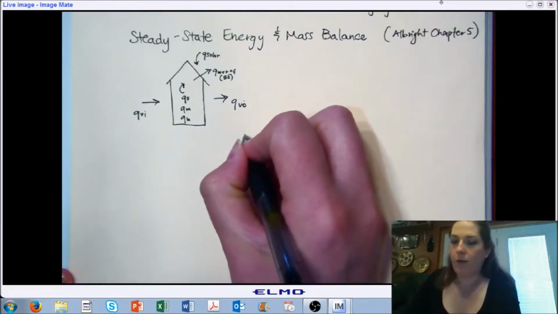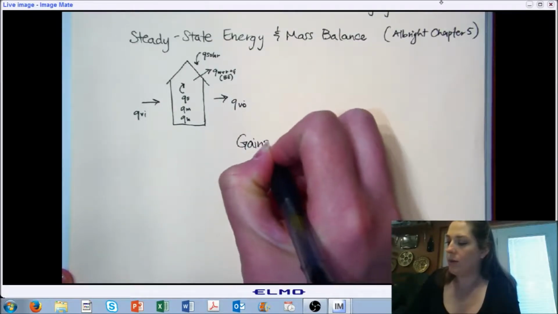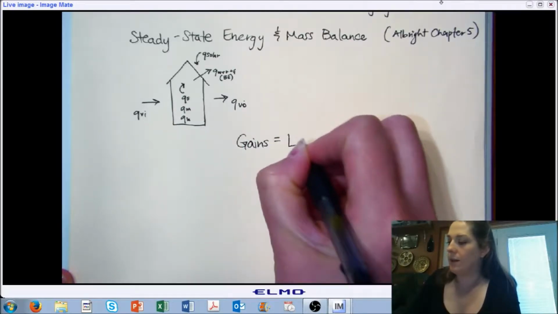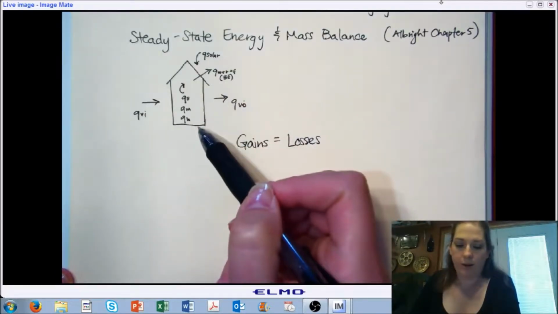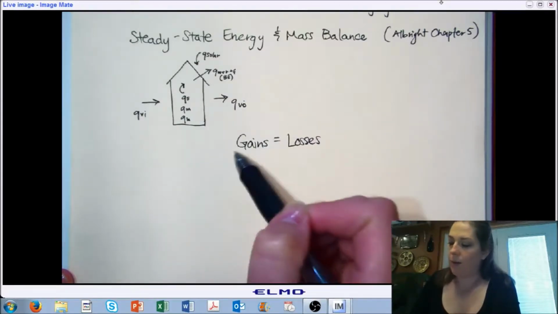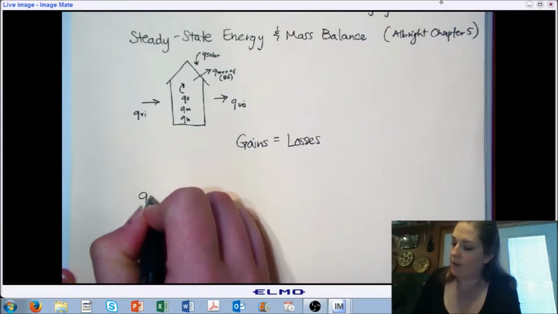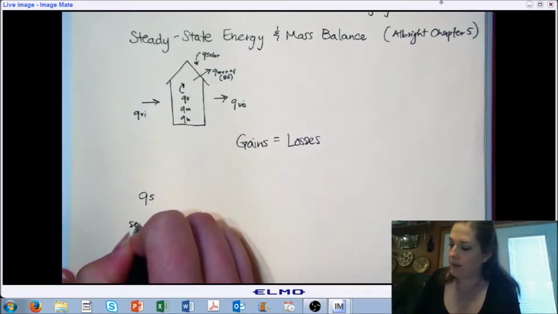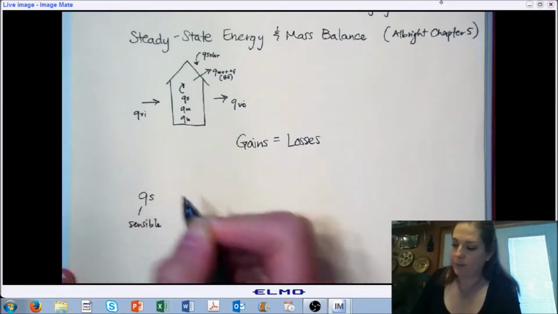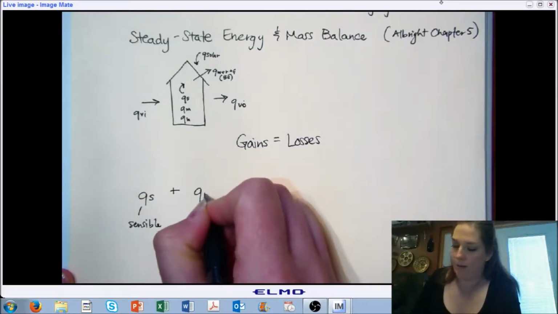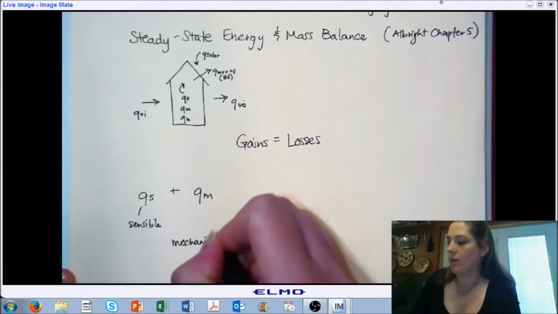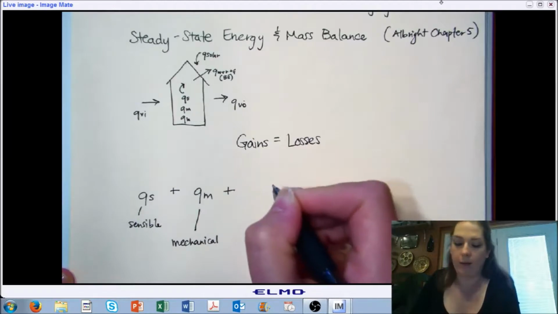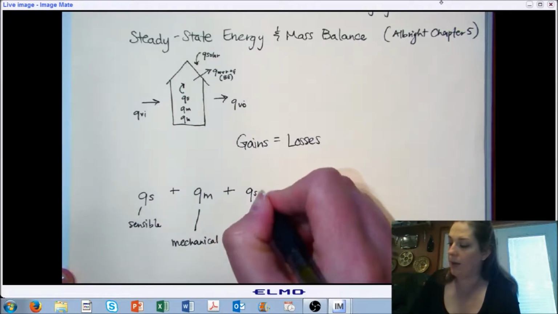So let's take a look at an overall equation. In general, when we do an energy or mass balance, the equation looks like this: our gains are equal to our losses. So in our building system, what are our gains? We can have gains from the occupant, so that's QS. This is going to be sensible gain. From equipment, so mechanical gain, especially if you have something like a computer room or in an industrial setting where you have a lot of machines running, you can have significant mechanical gains.